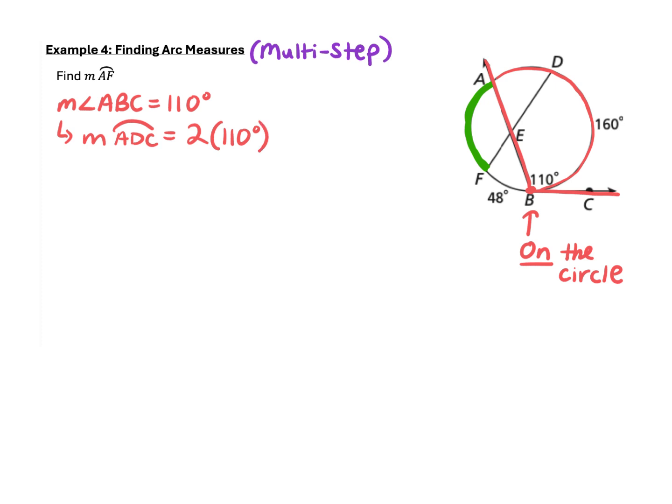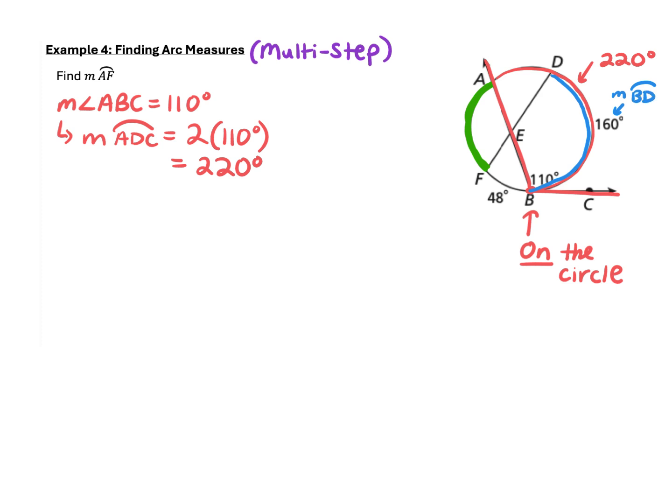So 2 times 110 is 220 degrees. So this full arc there that I've outlined in red is 220 degrees. Now, this 160 that's already in the picture, the 160 degrees only goes from B to D. So that is the measure of BD.